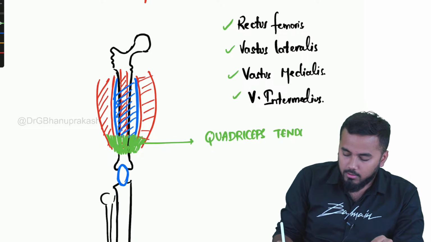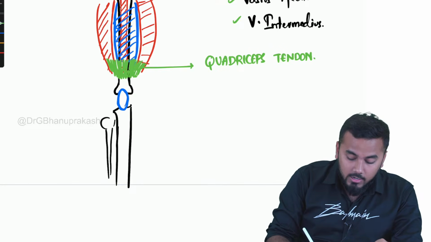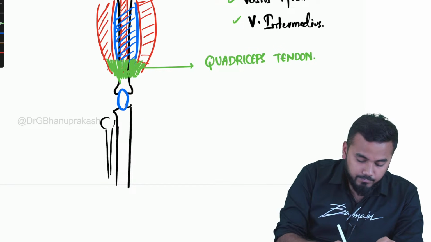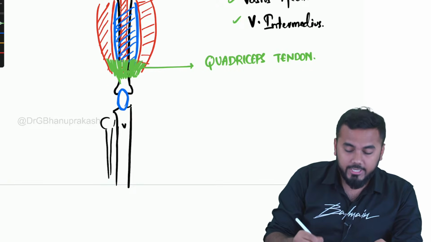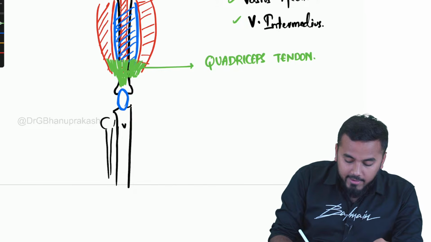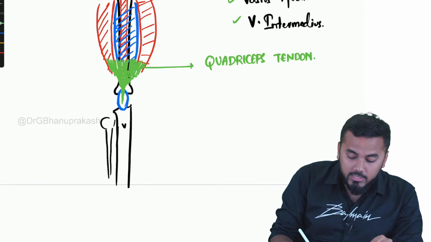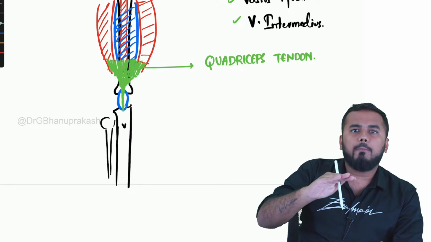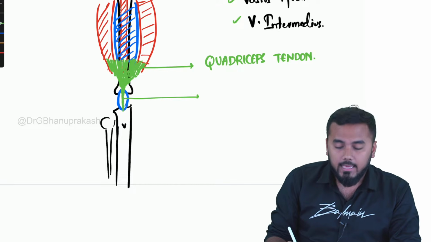Quadriceps tendon. Now look here, another interesting thing. The quadriceps tendon comes down all the way like this. It is passing over the patella. Once the quadriceps tendon passes over the patella, you have to call it the patellar ligament.